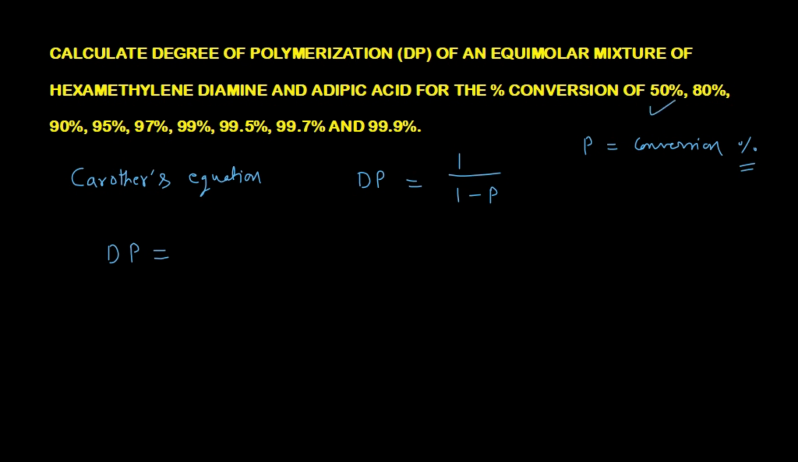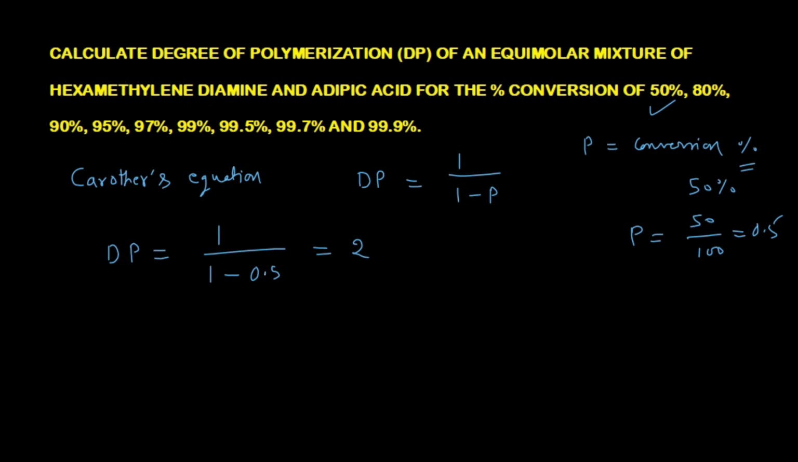So you will write 1 over 1 minus 0.5, right? 50% basically is 50 by 100. That is 0.5, the value of the conversion P. So if you solve this, you will get the degree of polymerization 2.